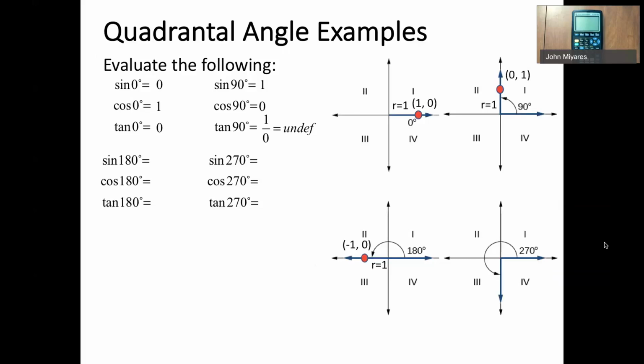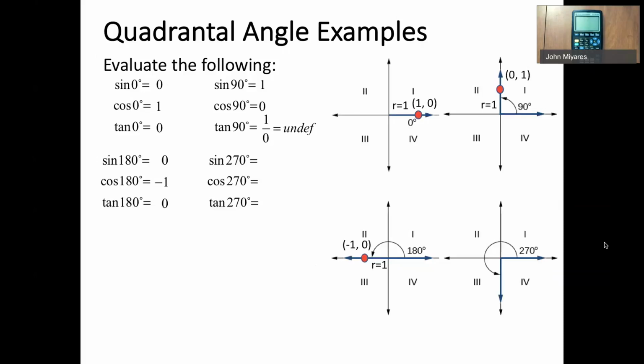The sine of 180 degrees will be 0 over 1, which is 0. The cosine of 180 degrees will be negative 1 x over positive 1 r, which equals negative 1. And the tangent of 180 degrees will be 0 over negative 1, which becomes 0.